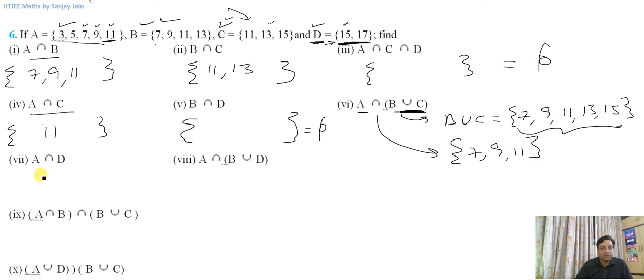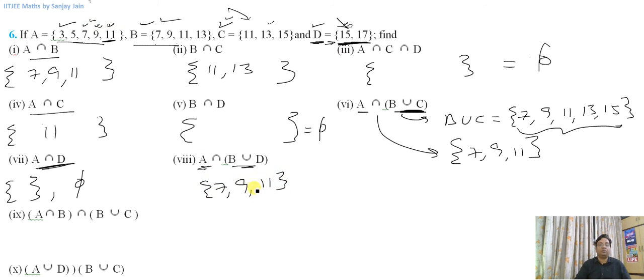And what are the other sets that are remaining? A intersection D. 15, 17 are there in D, which is not present in A. So it will be an empty set. So you can write it like this or like this. This one, B union D. So B union D will give you 7, 9, 11, 13, 15 and 17. And when you take intersection with A, 7, 9, 11 will be common, right? 7, 9, 11 are common elements.